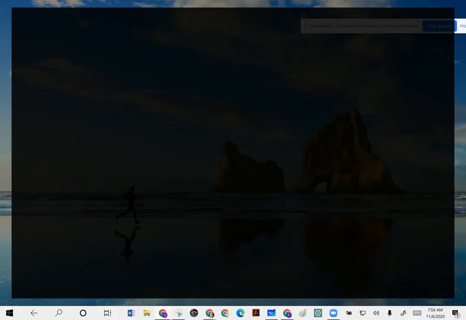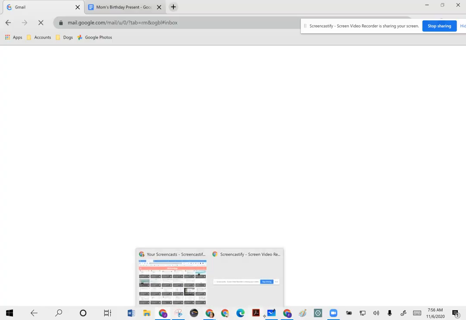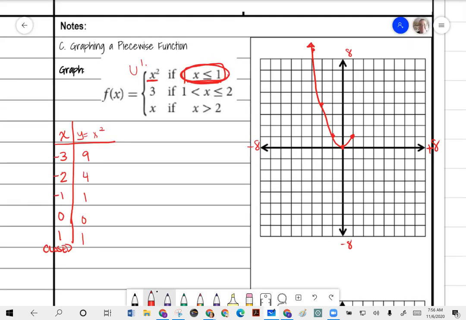So now I'm going to do a different color. Let me go back. I'm going to do a different color. I'm going to do purple. And I'm going to say, well, x is between 1 and 2. And on this chart, we can notice that it's y equals 3. So the cool thing about that is it's just a horizontal line, okay, because that's a constant.